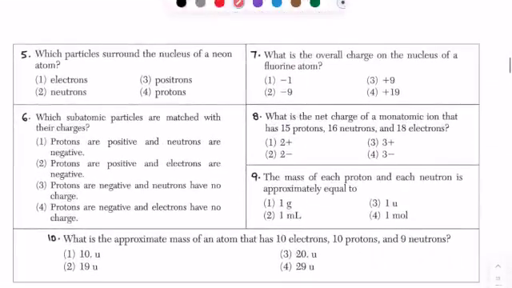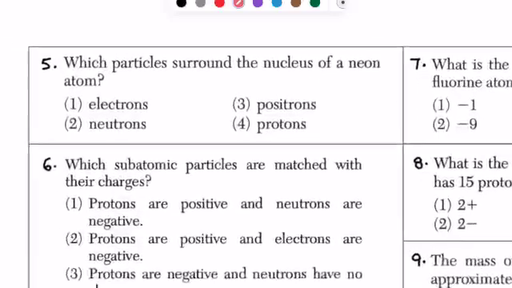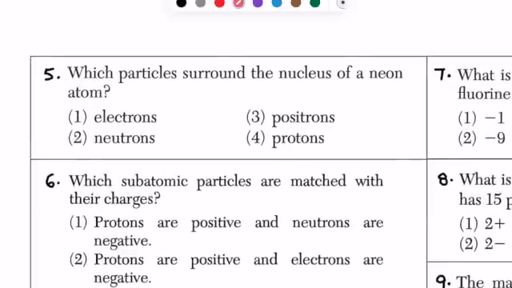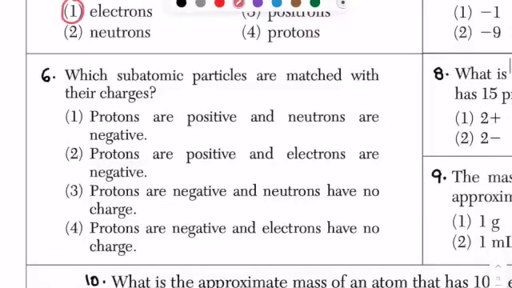Here are a few more questions. For number 5, which particles surround the nucleus of a neon atom? Remember, outside the nucleus, we always have the electrons, not just for a neon atom, but for all atoms. For number 6, which subatomic particles are matched with their charges? We have protons that are positively charged, electrons that are negatively charged, and neutrons that have no charge. So positive nucleus, negative electron, neutron with no charge. So the correct answer that we see here is number 2.